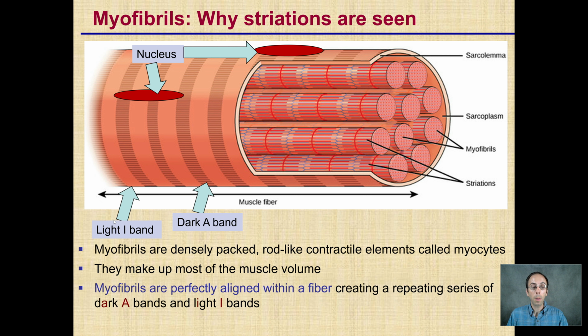How you can try to remember that is the I band, and the second letter is I in light, and the second letter in dark is A, and that's the A band. So dark A bands and light I bands, as we see here. And we see nuclei oriented around here.